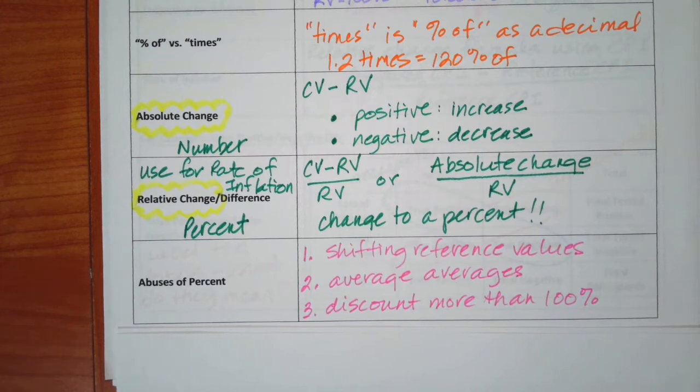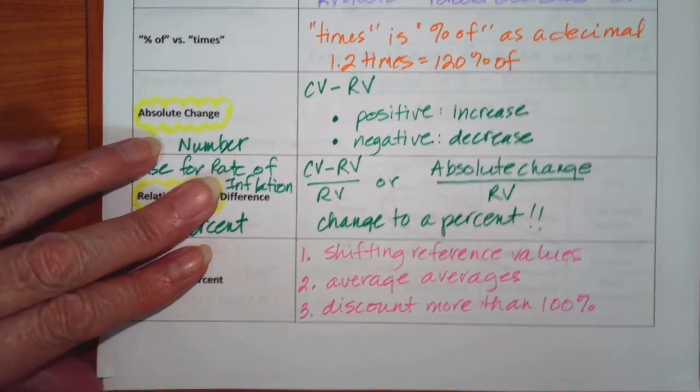And then the third one is really obvious. It's a discount of more than 100%. If you go in to buy something and they say that it's 150% off, that means you buy them and they have to give you money. So that's everything in 3A.